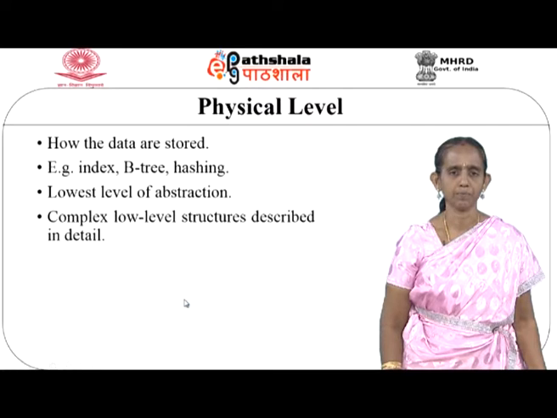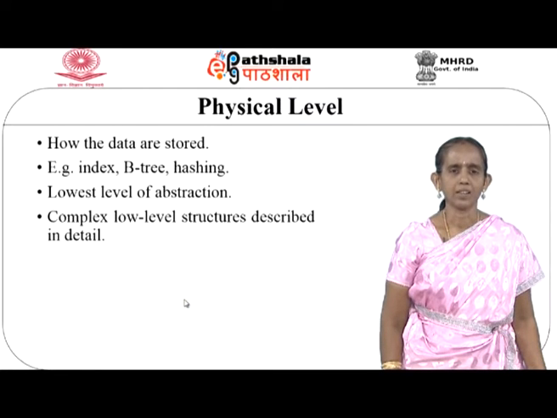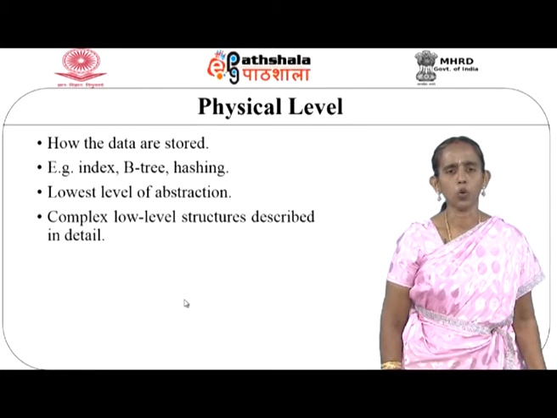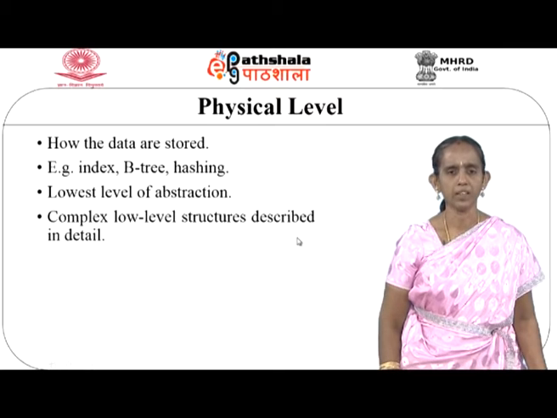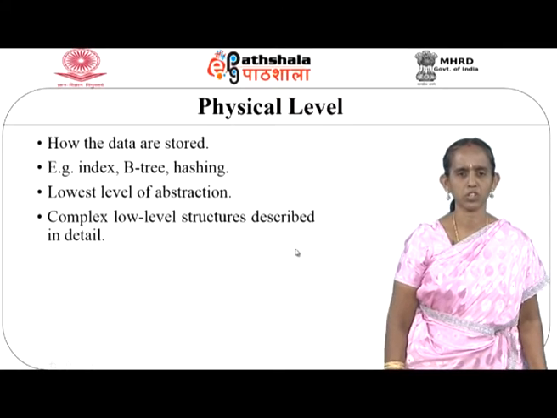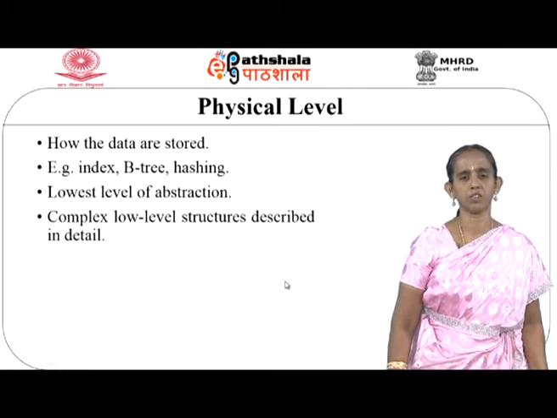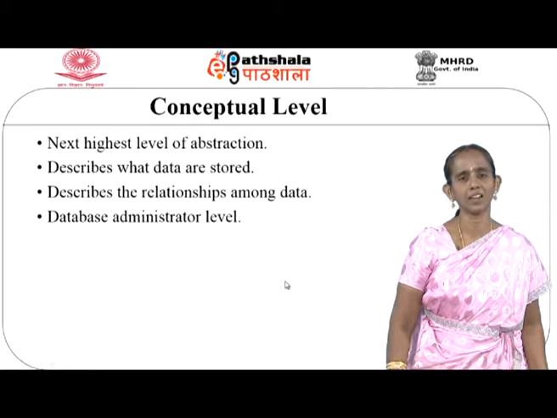At the physical level, here we need to look at how the data is being stored. Example, whether it is stored in an indexed format or hashing mechanism, or it is stored in the form of a B tree. It is the lowest level of abstraction, and complex low-level structures are described in detail here.